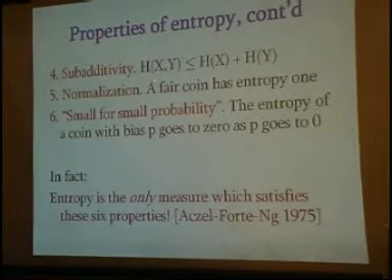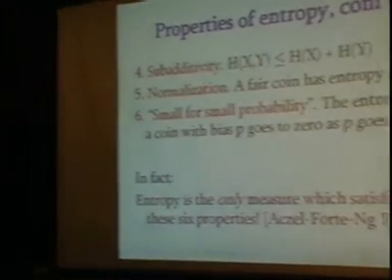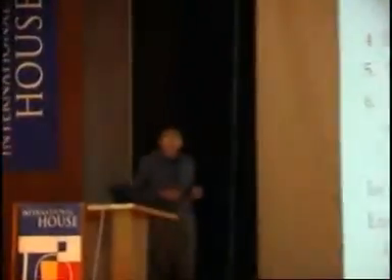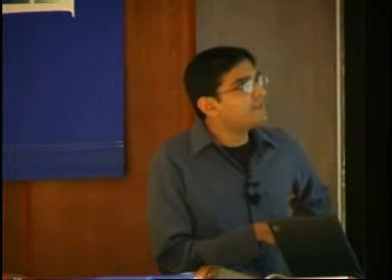Now, what if the variables are not independent? In that case, we want it to be the case that the entropy of the joint distribution is at most the sum of the individual entropies. That's called subadditivity. So if they're independent, then the entropy of the joint is just the sum of the individual entropies. If they're dependent, then it's going to be less than that, and that's another good property that it's got.